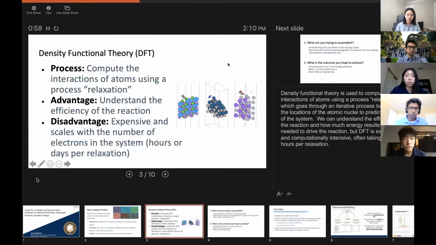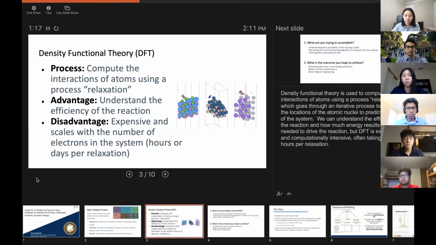So density functional theory is a quantum mechanical simulation, and it's often used to compute interactions of atoms using a process called relaxation. It's basically an iterative process to combine different locations of atomic nuclei and predict the energy of the system. An advantage is that we can understand the efficiency of the reaction because we can figure out how much energy results from or is needed to drive the reaction.